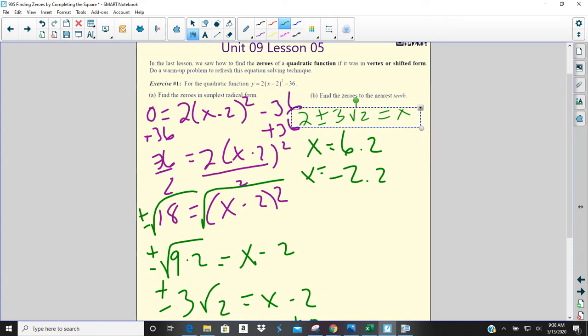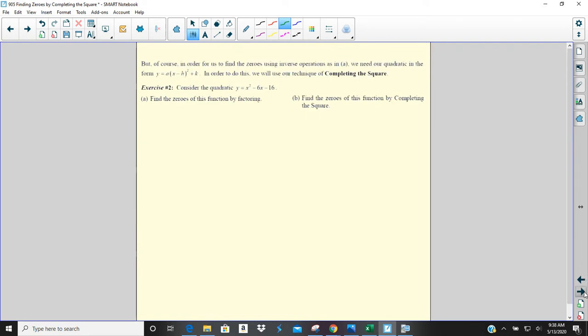So if I wanted to graph it on a graph paper, I would have my graph hit the x-axis a little bit past 6 on the right-hand side and a little bit to the left of negative 2. All right, so let's move on to why we're talking about this today with using completing the square. So you can use completing the square to always find the zeros.